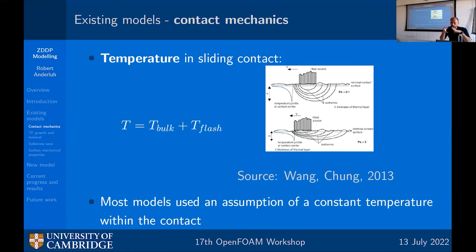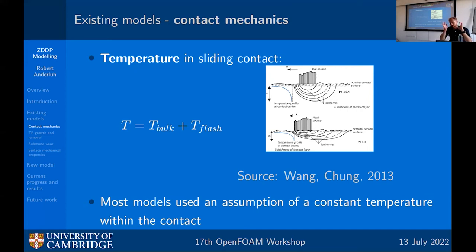And then the flash temperature would be the temperature that is present on a very short time scale and space scale as well, so very, very locally. So you get the friction-induced temperature increase, but that very soon dissipates, and then as the sliding motion goes away, that point of contact again goes to bulk temperature. So far most models use an assumption of a constant temperature within the contact.